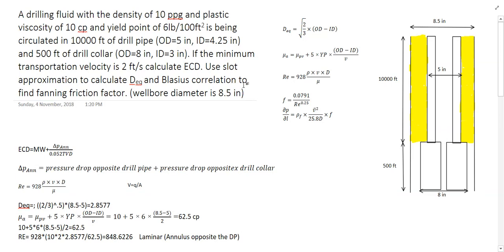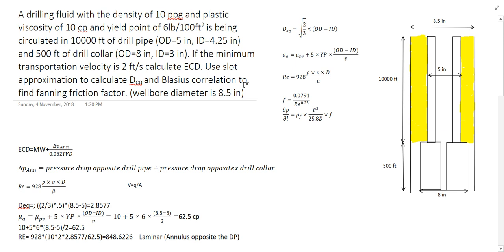Hello everyone. In this video tutorial we are going to discuss the equivalent circulation density and how we can find it. A drilling fluid with a density of 10 ppg, a plastic viscosity of 10 centipoise, and a yield point of 6 pound per 100 square feet is being circulated in 10,000 feet of drill pipe with an OD of 5 inch and 500 feet of drill collar with an OD of 8 inch.